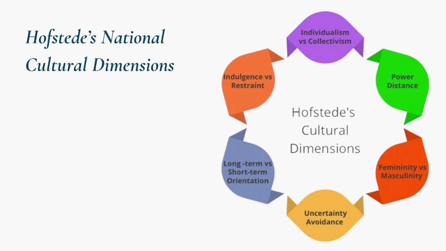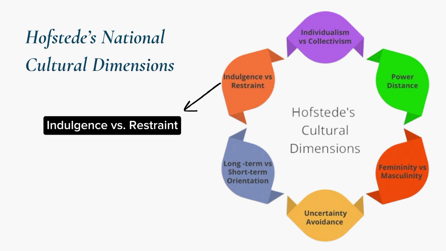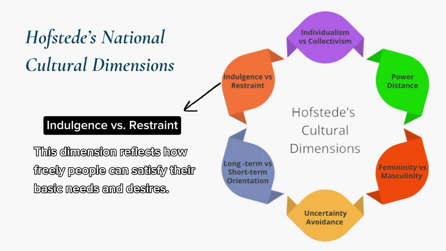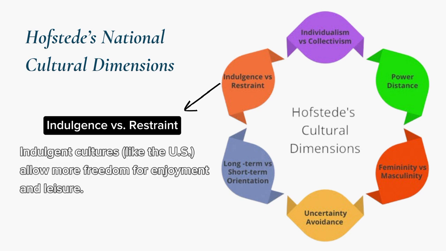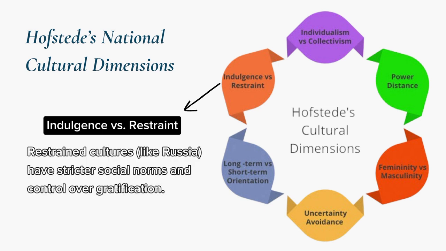And the last one, indulgence vs restraint. This dimension reflects how freely people can satisfy their basic needs and desires. Indulgent culture like the US allow more freedom for enjoyment and leisure. Restrained culture like Russia have stricter social norms and control over gratification.